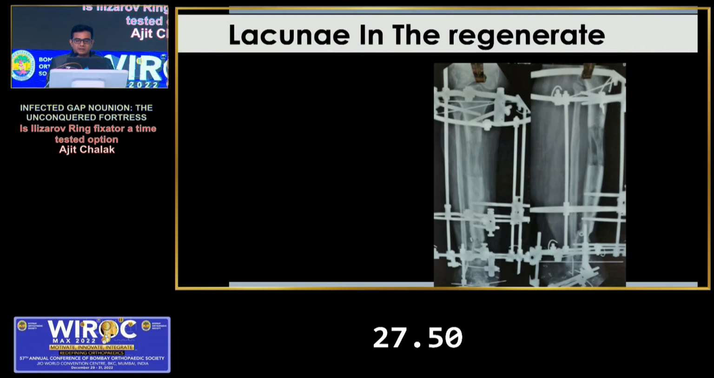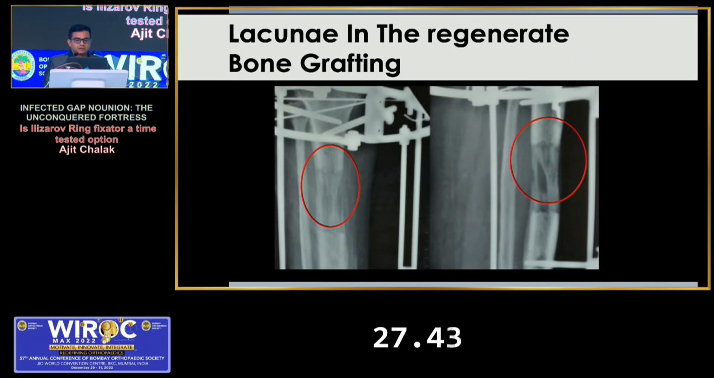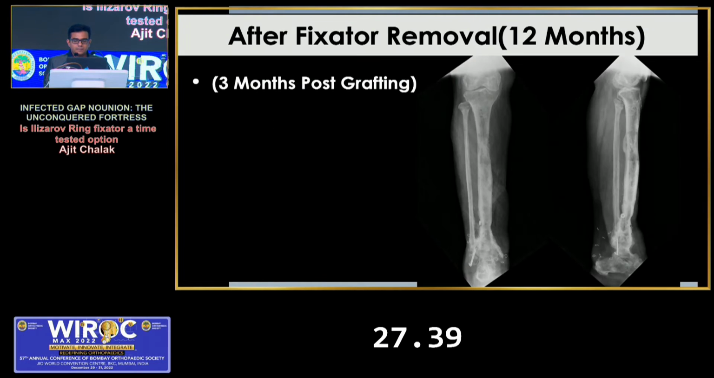So as we waited for the regenerate to heal, we found some lacunae in the regenerate, for which we planned bone grafting. And these are the X-rays after the fixator removal, 3 months post bone grafting. There was one complication of ankle arthrodesis in this case because she was having some infection around the ankle. Due to the stabilization with the Ilizarov frame, her ankle got fused.